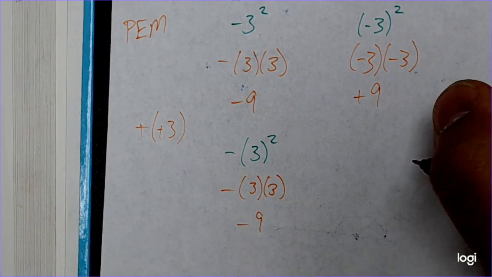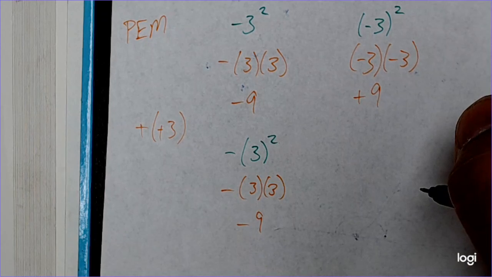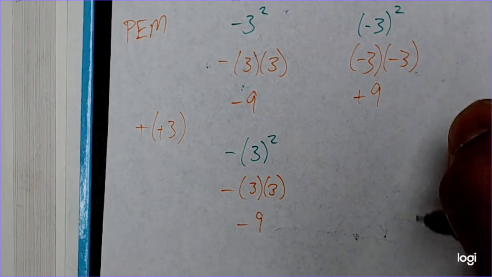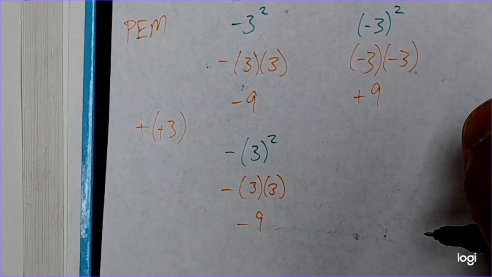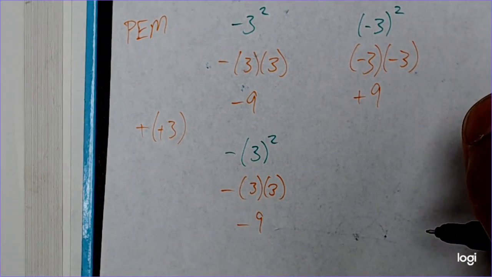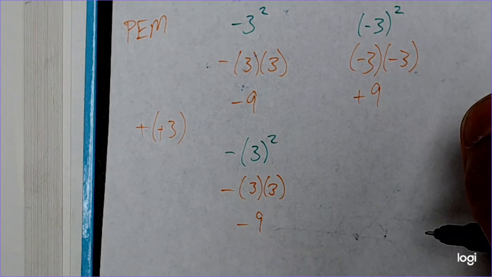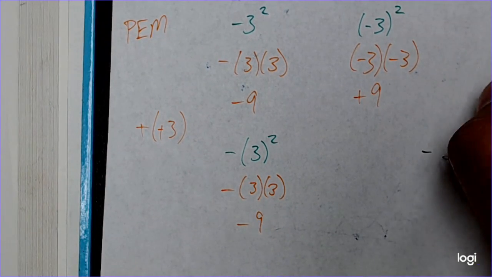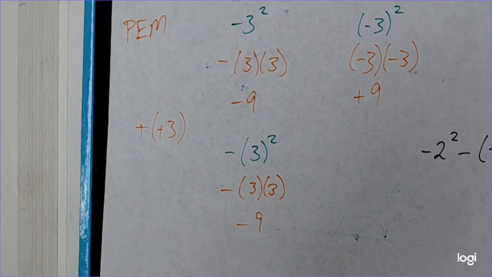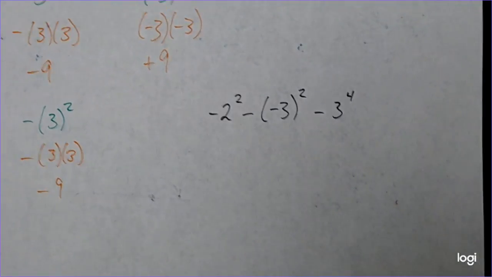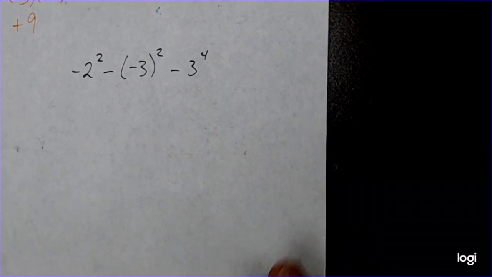All right. So we're going to have to simplify expressions that look like, let me find a tough one. Yes, we'll do expressions like this. We've got negative 2 squared minus parentheses negative 3 squared minus 3 to the power of 4. And let's make sure that that's actually on the camera so we can see me solve it.